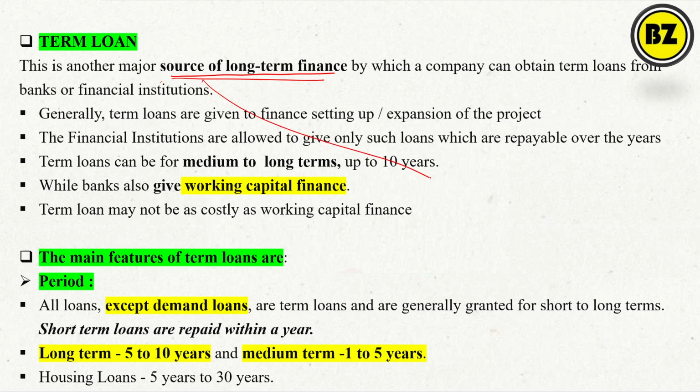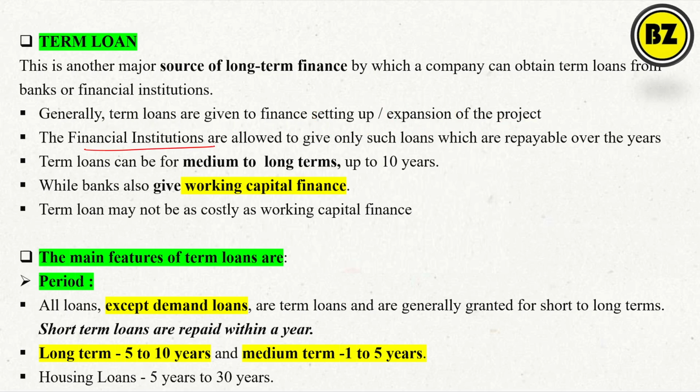What is a source? By availing the term loan, you are getting the money, so it is a source for you as a company, right? So it is a source of long term finance. A company can obtain the term loan from banks or financial institutions. So who will give the loan? The bank or the financial institution can give you the term loan. Generally, term loans are given to finance the setting up or expansion of a project, right?